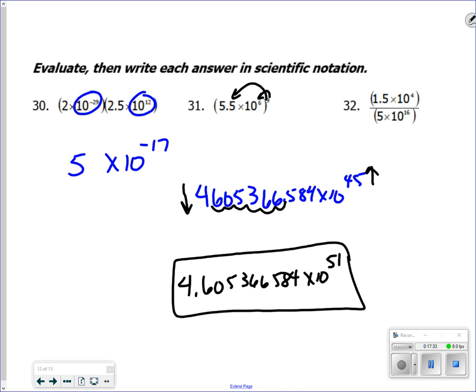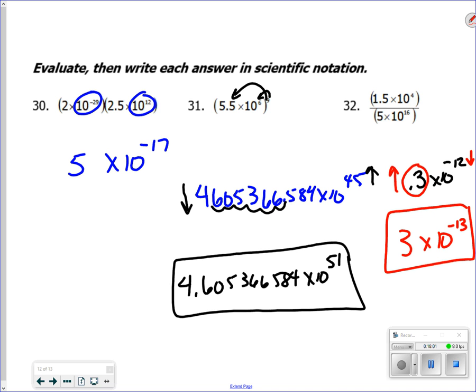Last but not least, 1.5 divided by 5 is 0.3. And then I'm going to subtract exponents, top minus bottom. I'd end up with 10 to the negative 12th. Too big, too small, just right. This number is too small. It needs to get bigger, which means the exponent needs to get smaller. So 3 by 1 decimal place smaller is 10 to the negative 13th.